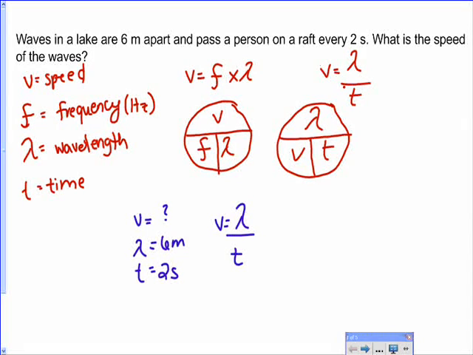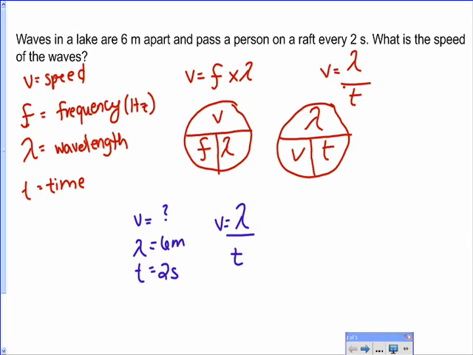All right, guys, as you notice in the problem, we look to see what they're wanting. They say they want the speed of a wave, so we put a question mark next to V. It tells us the waves are 6 meters apart. Meters is distance. Distance is wavelength. So our wavelength equals 6 meters. And it tells us it passes a person every 2 seconds. So the time is 2 seconds.